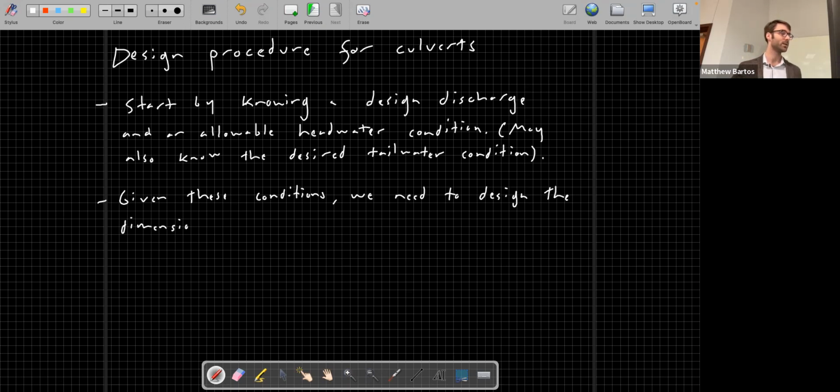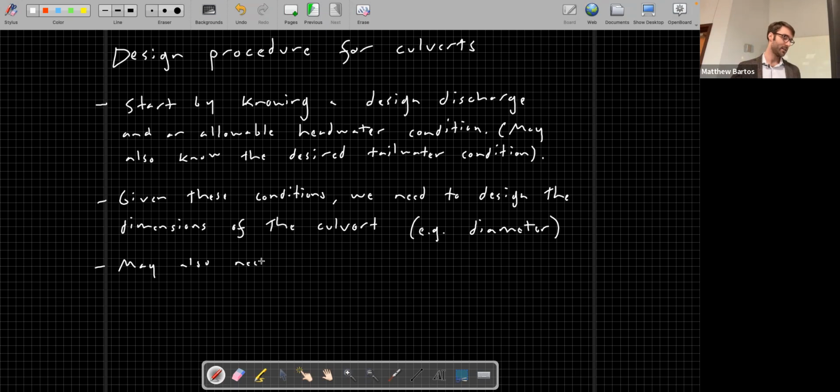And typically this will be the vertical dimension, although we may need to also design both the width and the height. So this would be things like, if we're dealing with a circular culvert, this would be the diameter. We may also need to design other aspects of the culvert.